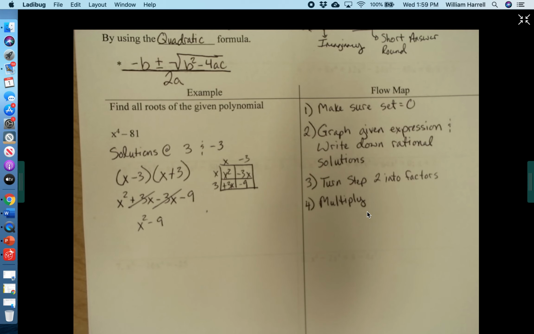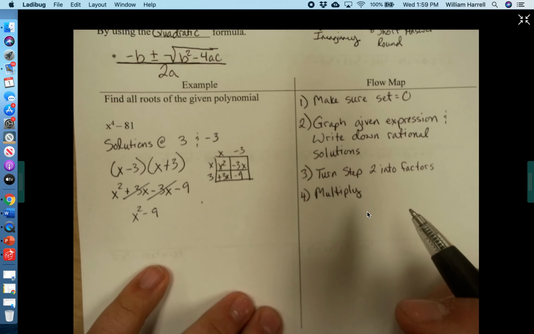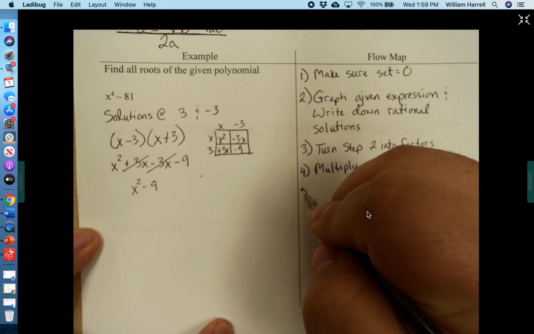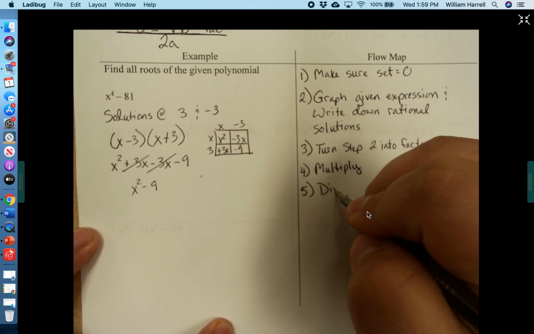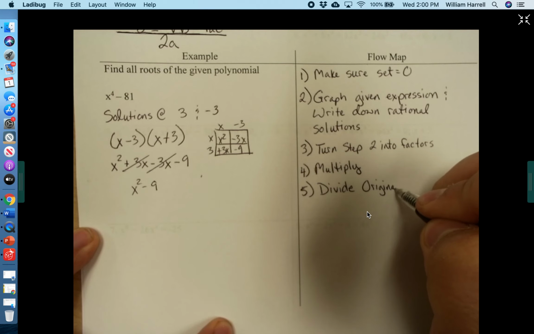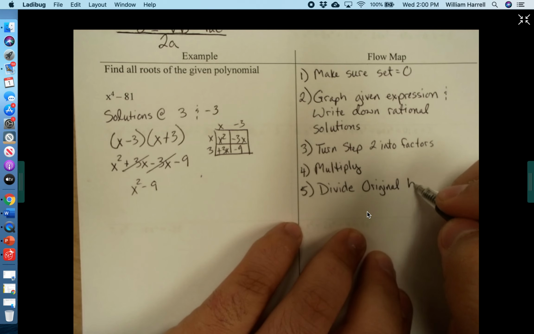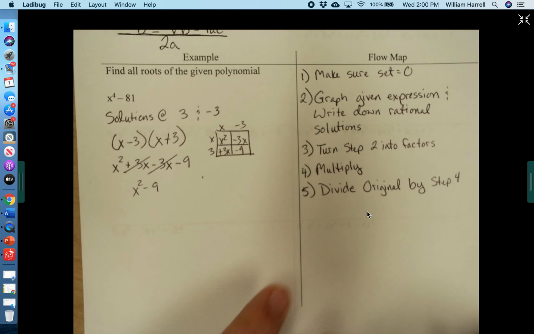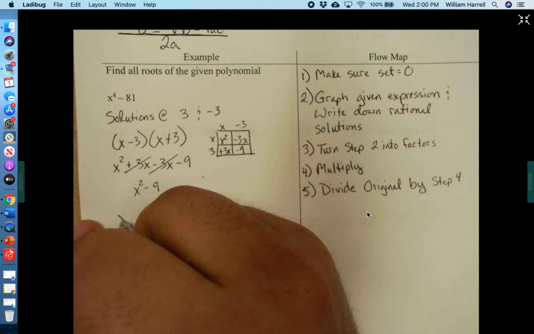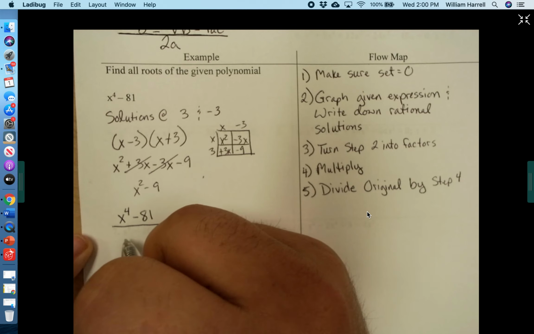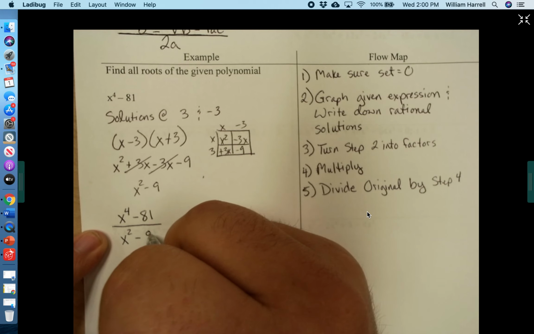From here, what I'm going to do is divide the original by whatever I have from step 4. So I have x to the 4th minus 81, all of that divided by x squared minus 9.